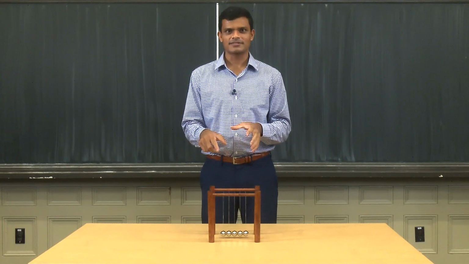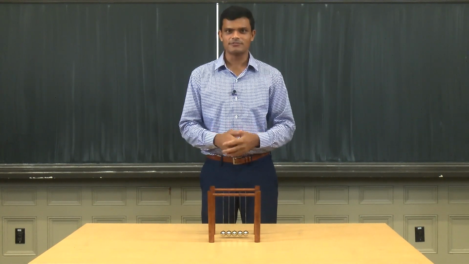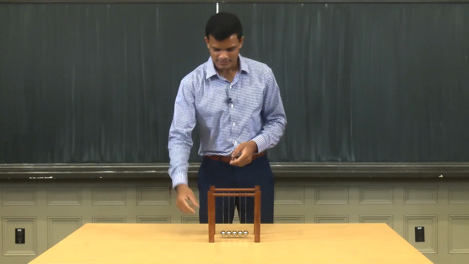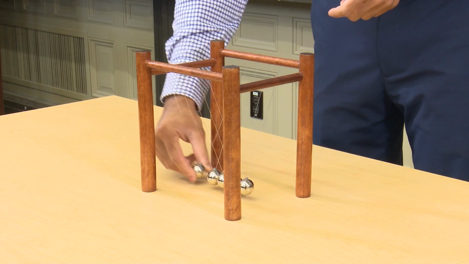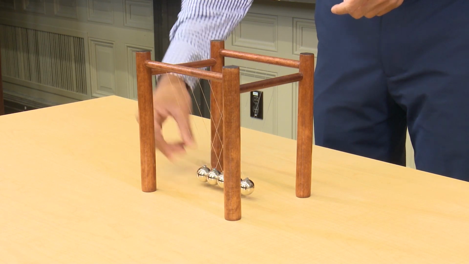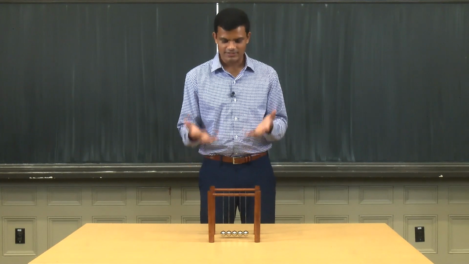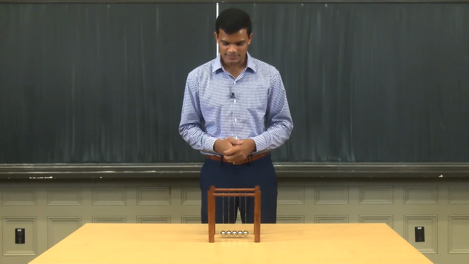So in this demo, we're going to look at collisions. This is Newton's cradle. So let's look at a collision of one of these metal balls onto the others. So in collisions, we've seen that conservation of momentum applies.